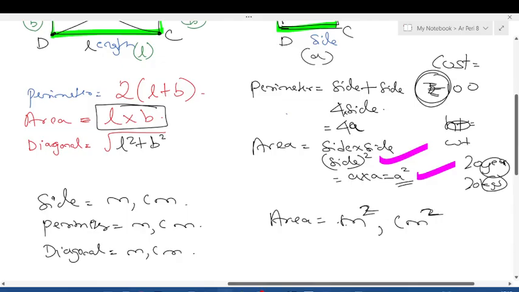Look at the units. Meter square and centimeter square. Just make a note of this. For side, perimeter, diagonal, there are no numbers written on top. But for area, there is a number. Area in centimeter square or meter square.